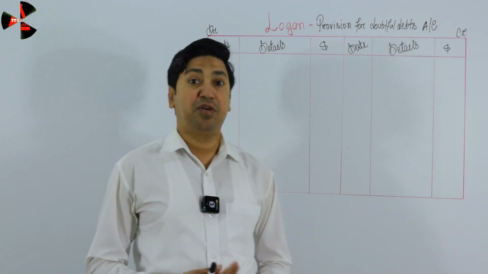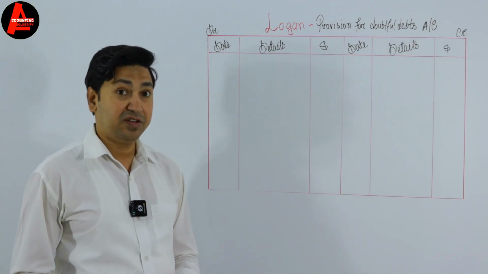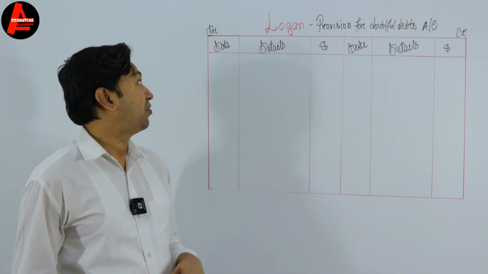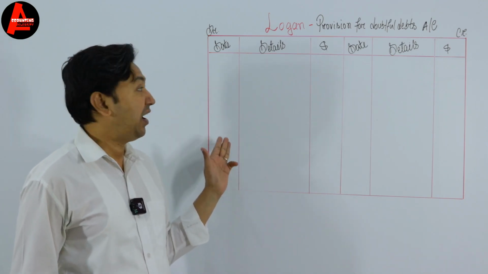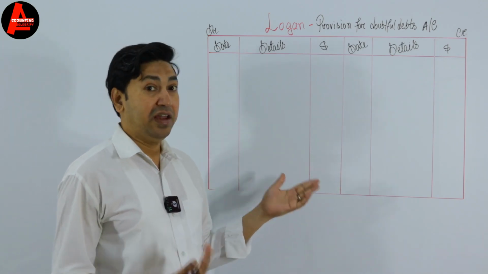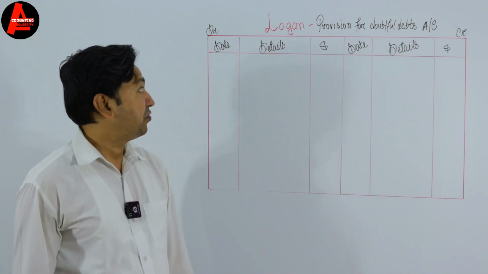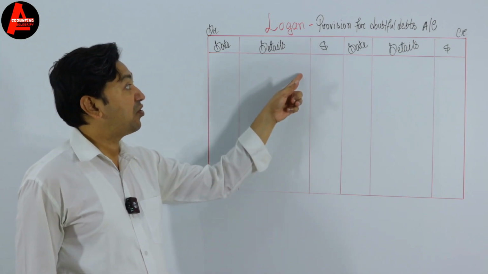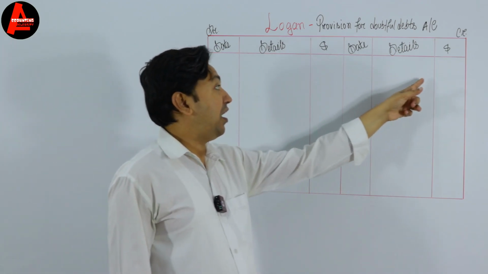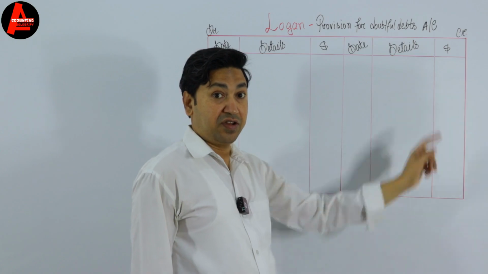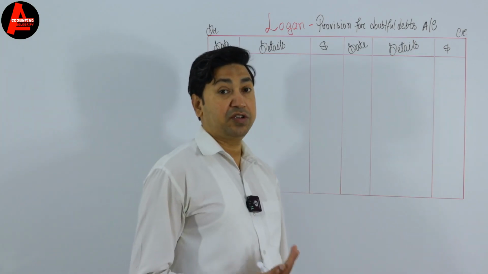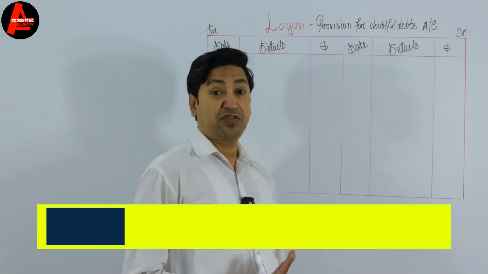Today we will learn provision for doubtful debts account. So here you see the format. On the debit side we have date, detail and dollar column, and the same three columns we have on the credit side. If you want, you can draw one more column here for folio, and here on the credit side as well.